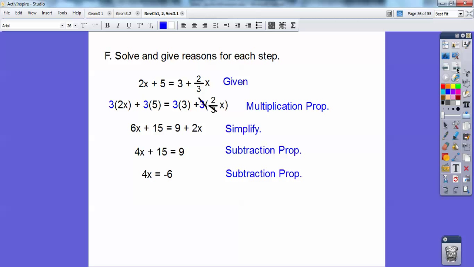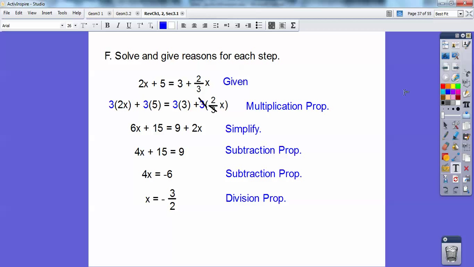Okay, now I'm going to divide both sides by 4. And then negative 6/4 reduces to negative 3/2. And so that would be division property because we divided both sides by 4. And there it is. Now if you wrote negative 1.5, that's okay. But I want this stuff too, you guys. I want these reasons right here.